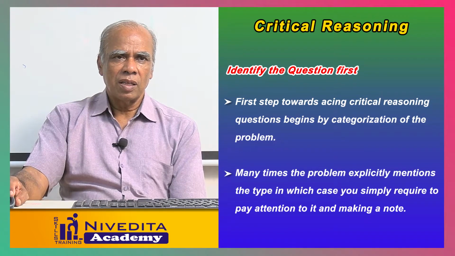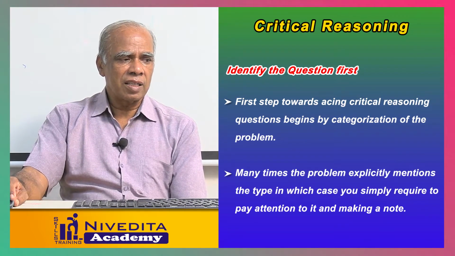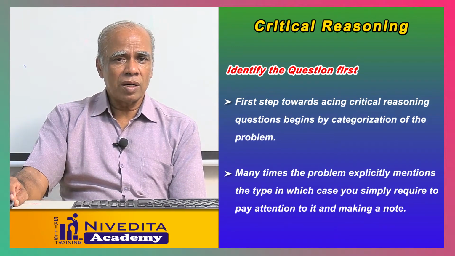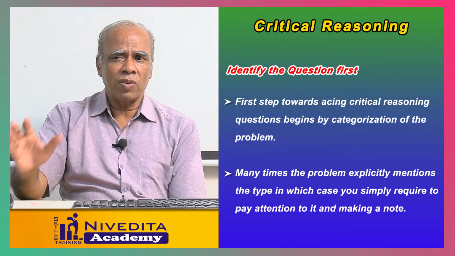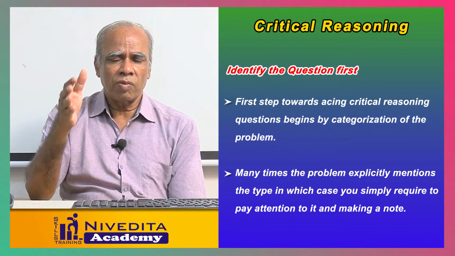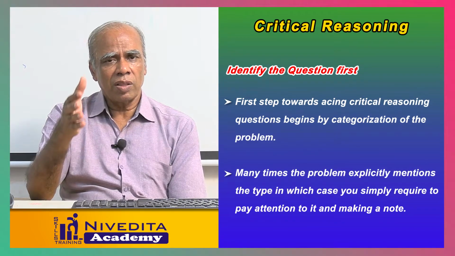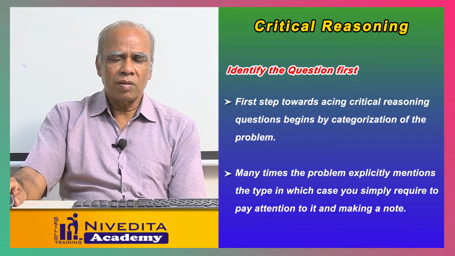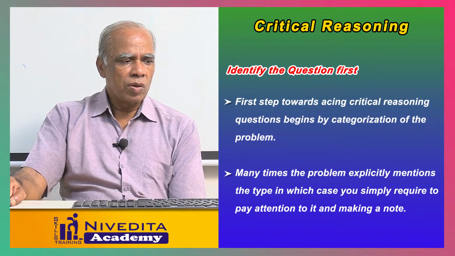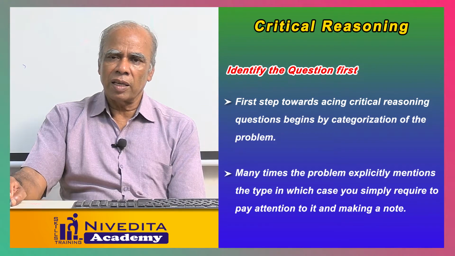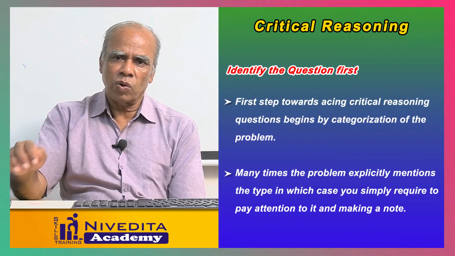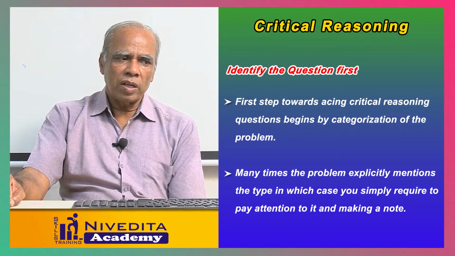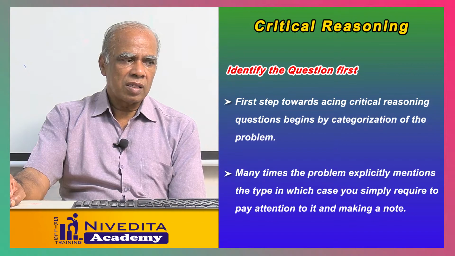The first step in approaching a critical reasoning question is to begin by categorizing the problem. What problem? You have to categorize whether you have to find out a premise, or the conclusion, or the assumption. You categorize first. Then you can easily solve the problem once you read, pay attention and make notes, carefully go into the paragraph, and then read the options also. While you read the options, you can find out the answers easily.